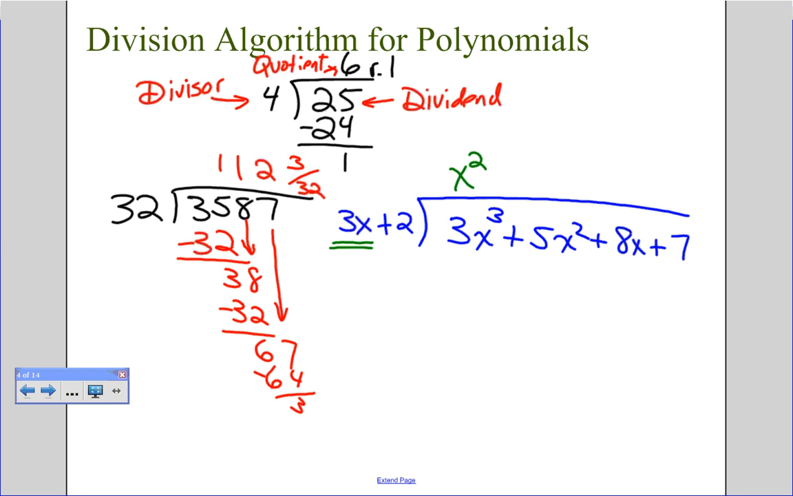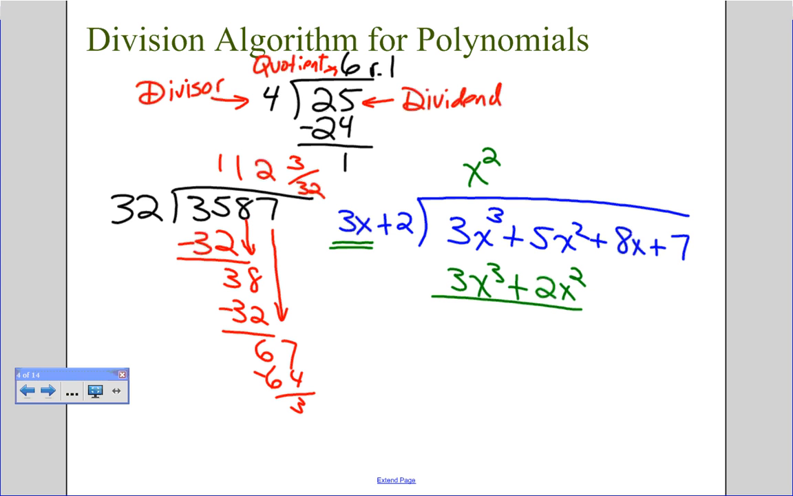I personally prefer to line it up over the term we just divided into. To me, it keeps it straighter. You're welcome to use either method. I don't care where you place the x squared in the quotient. We then multiply. X squared times 3x, of course, is 3x cubed. X squared times 2 is 2x squared.